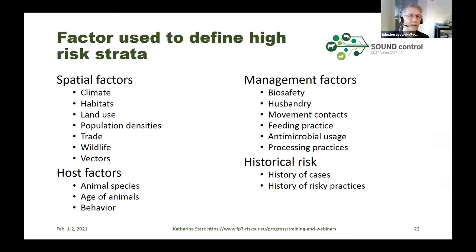So factors used to define high-risk strata are many. You can use just about any risk factor for a disease. And for common diseases, there are a lot of risk factors. So we know a lot about mastitis. We know a lot about BVD. We know a lot about Johne's disease, about many of the common diseases. So it will be easy for us to design risk-based surveillance to do surveillance for those diseases where there's lots of information.